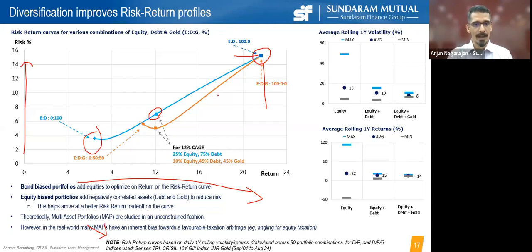And when you add gold to your portfolio, this is another sweet spot that you get. You get 12% CAGR, but for much less risk. So you got 12% CAGR here with around 7% risk. Now you're getting the same 12% CAGR by adding gold. That is giving you somewhere close to 5% risk. Now, this is a theoretical case and a completely unconstrained portfolio where you can have whatever ratios you want for equity, debt, and gold. So the sweet spot that we're talking about here is 10% equity, 45% debt, and 45% gold.